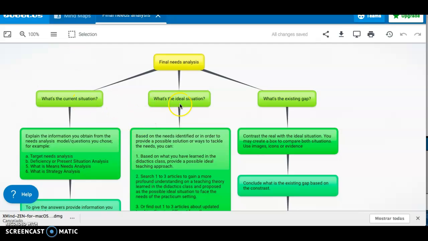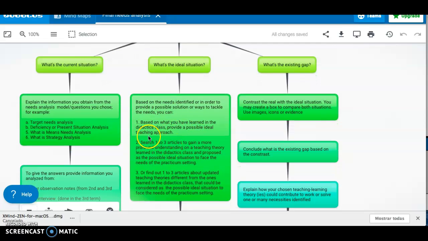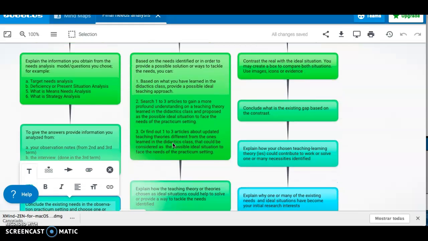Then you need to identify what's the ideal situation. Here there is a problematic situation or a necessity, and here an ideal situation. In order to give an answer to this question, based on what you learned in your didactics class, you can choose one teaching learning method: task-based, communicative approach, multiple intelligences, and you should look for one to three articles to gain a more profound understanding of that teaching learning theory.